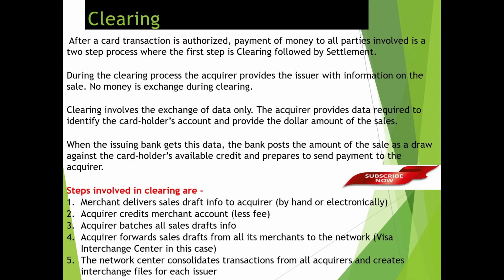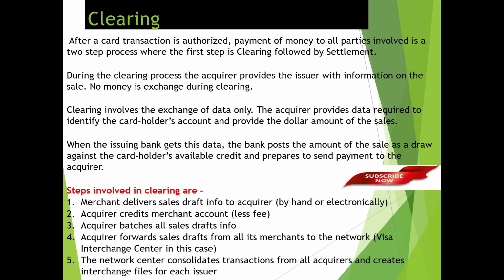Acquirer credits the merchant account. Acquirer batches all sales drafts and forwards the sales drafts from all its merchants to the network. The network center consolidates transactions from all acquirers and creates interchange files for each issuer. Clearing means only information is flowed between the different parties.